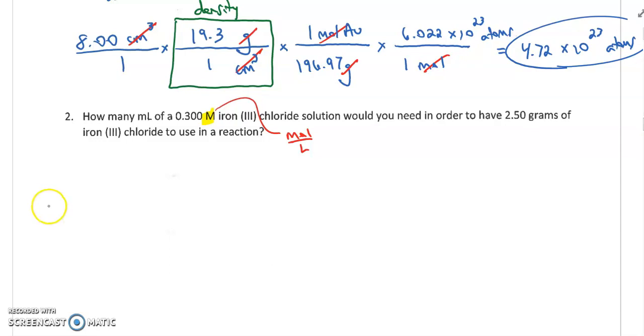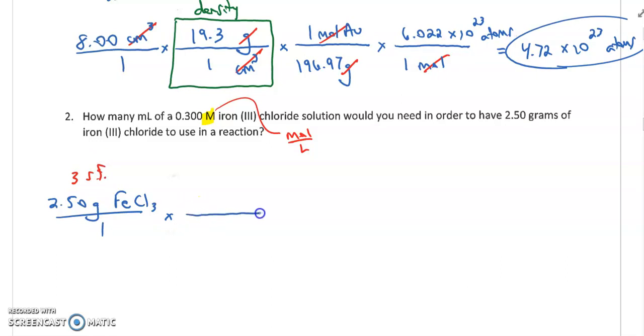So my given here, 2.50 grams FeCl3. I know iron 3 chloride, iron has a +3 charge, chlorine's a -1, FeCl3. That's my given over 1. That starting number has 3 significant figures. Okay, so we'll think about that at the end of the problem.